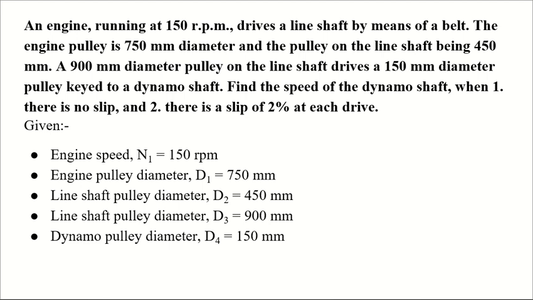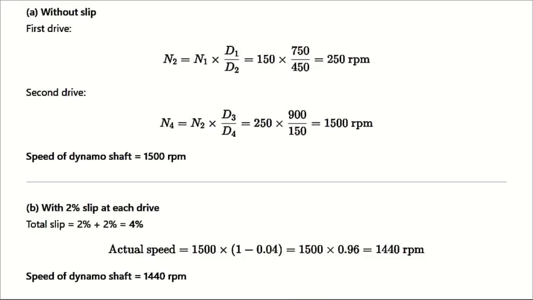So in this, what data is given: N1 is equal to 150 rpm, D1 is equal to 750 mm, D2 is equal to 450 mm, D3 is equal to 900 mm, D4 is equal to 150 mm. After writing the given data, first we have to do without slip. You know the formula N2 is equal to N1 into D1 by D2. So 150 into 750 divided by 450, we'll be getting N2 is equal to 250 rpm.